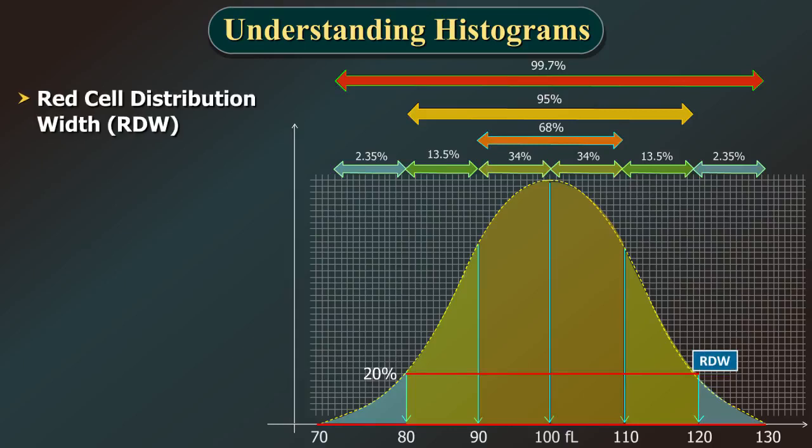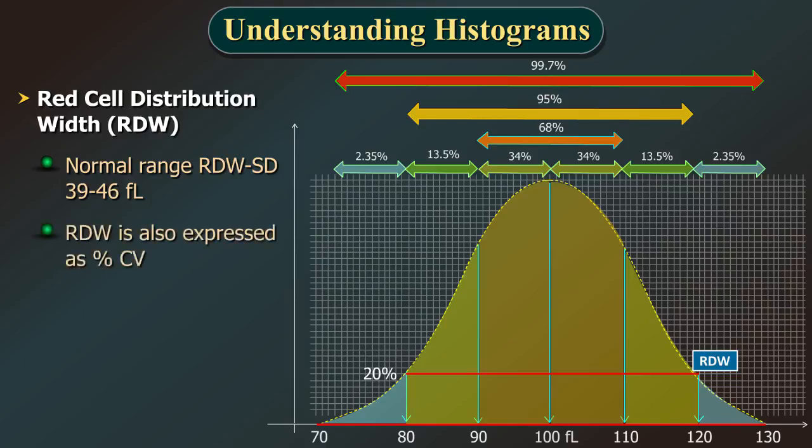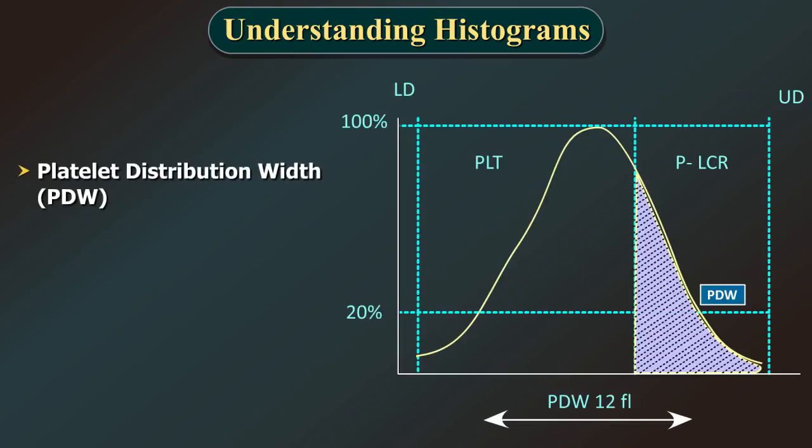In the case of red cell, it is called the RDW, meaning red cell distribution width. Normal range is 39 to 46 femtoliter. RDW is also expressed as percentage CV and the normal range is 11.6 to 14.6% in adults. In case of a platelet, it is the PDW or platelet distribution width, normal being 9 to 14 FL.